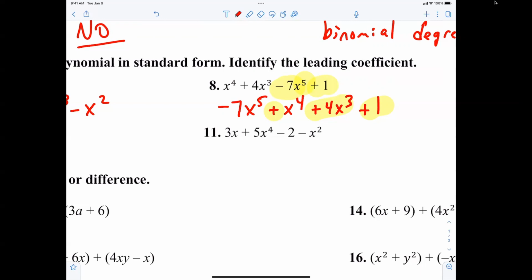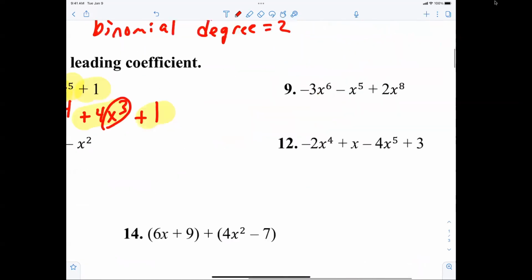And the leading coefficient is what? -7. I'm never going to ask you that, but that's what that means, leading. It's not that hard. Coefficient just means the number in front of the variable. Just like the coefficient on the x cubed term. What's the coefficient on the x cubed term? 4. Thank you for listening.